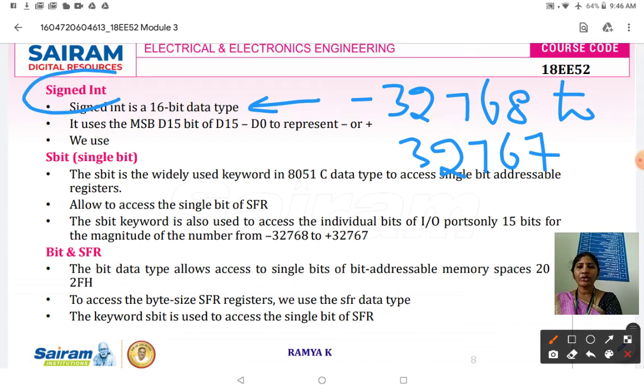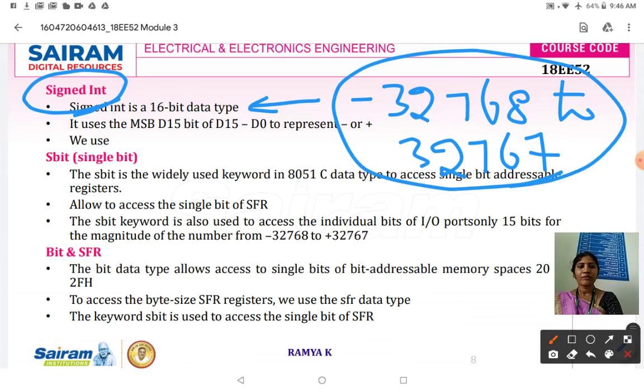In this we have 15 bits for the magnitude of the number, which ranges from minus 32,768 to plus 32,767, and the use of the MSB, D15, is the last bit, right? So the last bit is used to represent your sign.